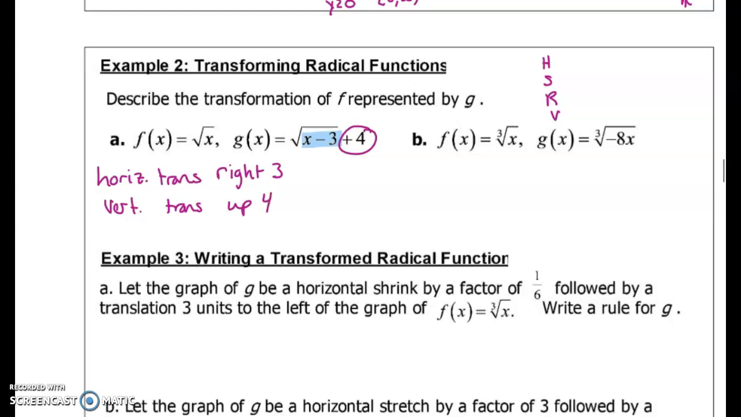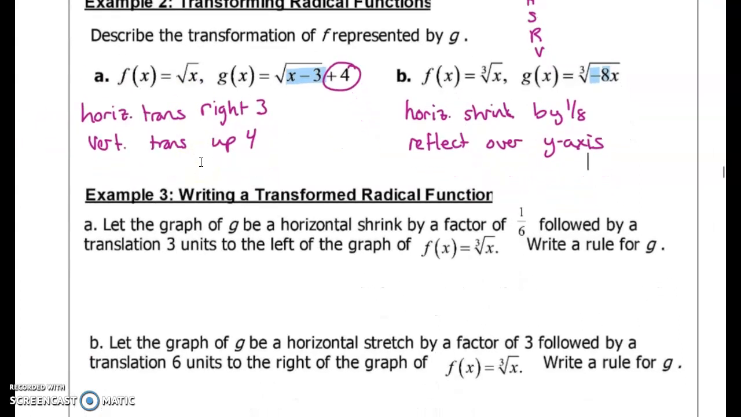All right, let's do the same thing with the next one. So what I see here is that we have this negative symbol and the 8. So keep in mind, first is horizontal translations. There's not one of those. Then it stretches or shrinks. That 8 is horizontal, and then remember that it's going to be the reciprocal. So it's going to be a horizontal shrink by 1/8. And then the negative inside the cube root symbol is a reflection over the y-axis.